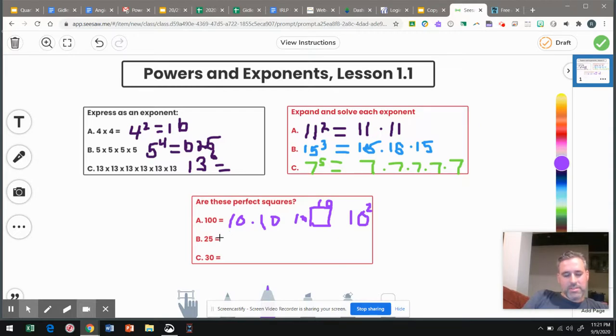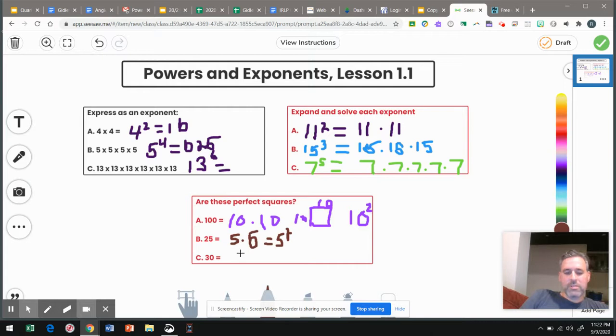And then the second to last one here, we have the number 25. Is that a perfect square? Well, yes, it is. Let me change my color here. We have to think to ourselves, what number can we multiply to get 25, and can we multiply it by itself? And yes, we know that that number is 5. So we can do 5 times 5. Boom. 5 times 5 is 25, so yes, it makes a perfect square. You could also write it as 5 squared.